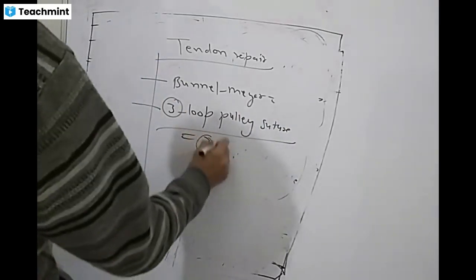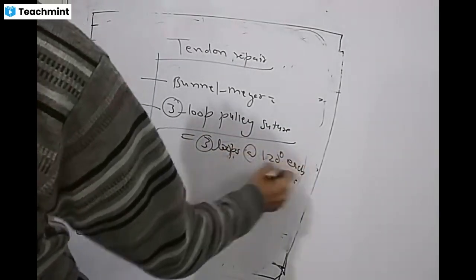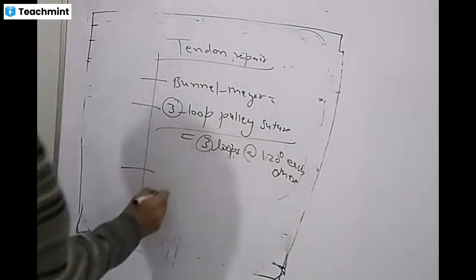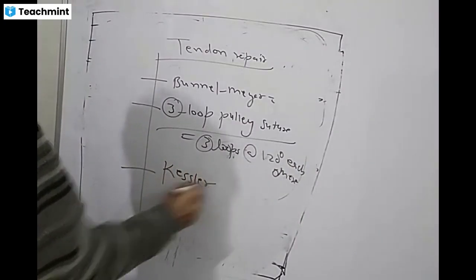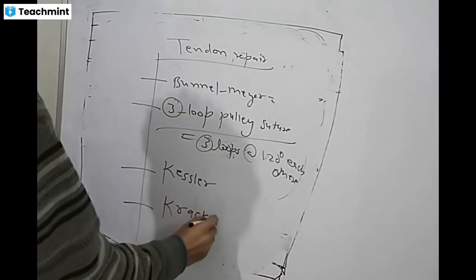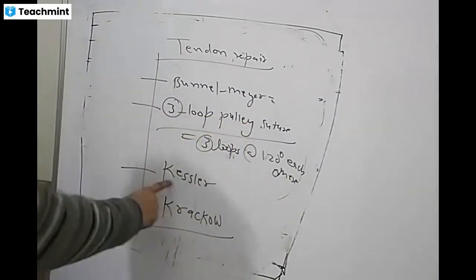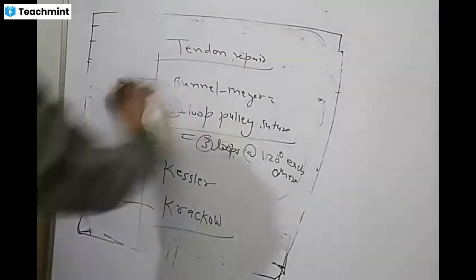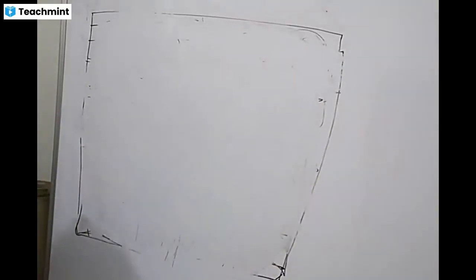There are three loops at 120 degrees to each other, three loops. And the last one is your Kessler, Kessler, and one is Krackow. So these are the four tendon repair suture patterns: Bunnell-Mayer, three loop pulley suture, Kessler and Krackow. Their name is enough because in competitive exams they only ask that this pattern is used for tendon repair. Which of the following is not used like that?